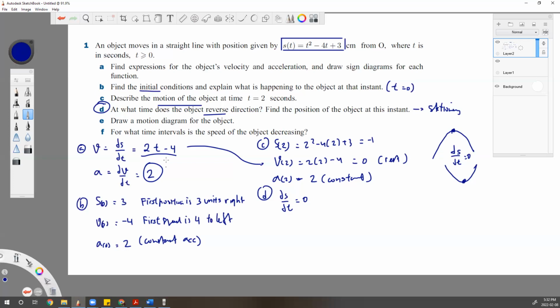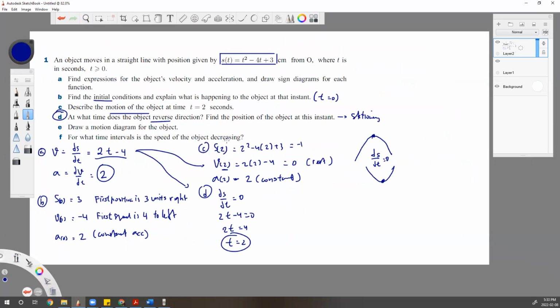So 2t minus 4 equals 0, right? Just put it here. So 2t equals 4, then t equals 2. See, it's proven when time equals 2. At what time, when t equals 2 seconds? Draw the motion diagram for the object.